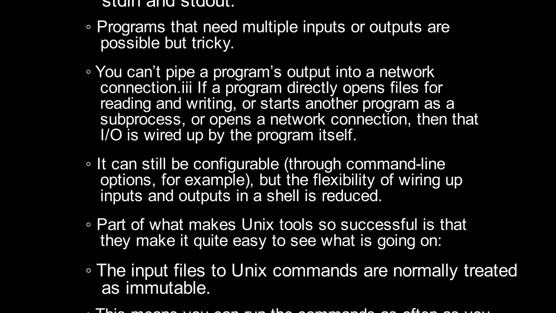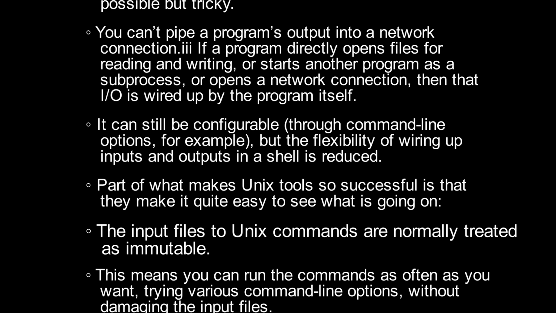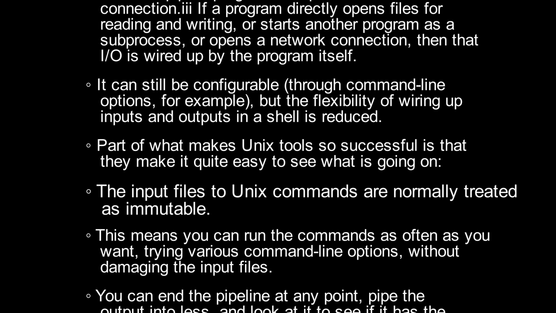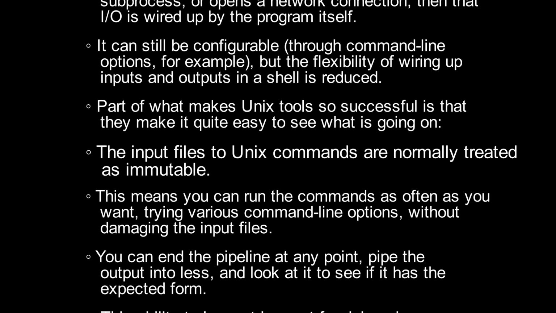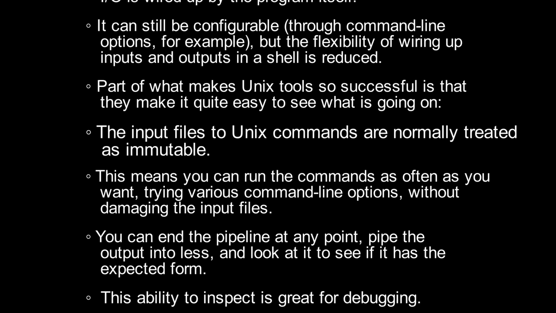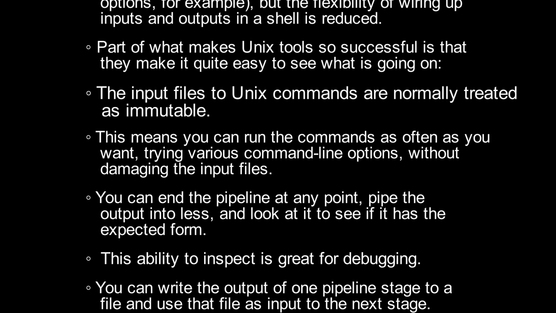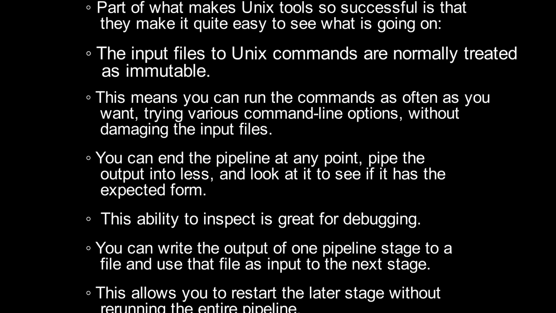Part of what makes Unix tools so successful is that they make it quite easy to see what is going on. The input files to Unix commands are normally treated as immutable. This means you can run the commands as often as you want, trying various command line options without damaging the input files. You can end the pipeline at any point, pipe the output into less, and look at it to see if it has the expected form. This ability to inspect is great for debugging.